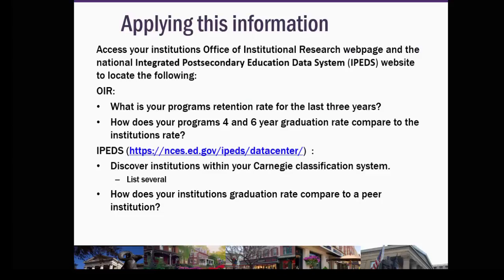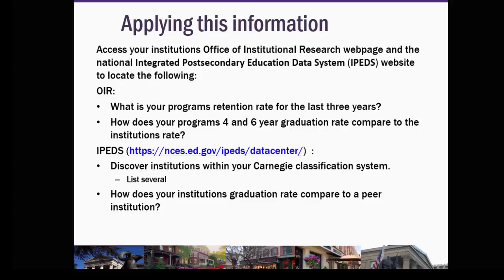So applying this information, what I'd like you to do now on your own is access your institution's Office of Institutional Research webpage and the National Integrated Postsecondary Education Data System, the IPEDS website, to locate the following. First, when you're on your OIR website, answer the following questions. What is your program's retention rate for the last 3 years? How does your program's 4- and 6-year graduation rate compare to the institution's rates?